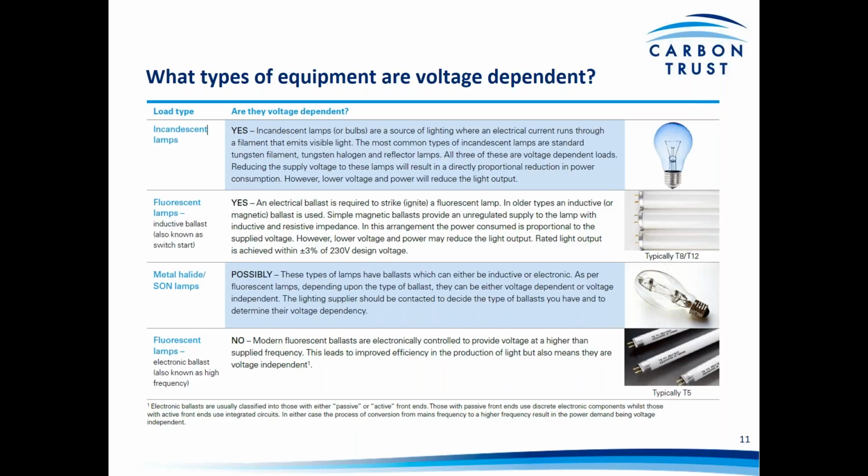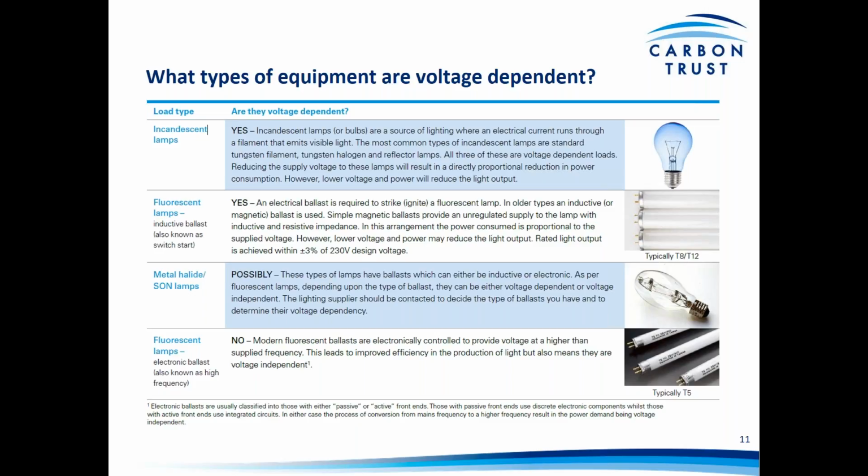Fluorescent lamps are a slightly more complicated one. So traditional T8 or T12s, so the thicker fluorescent tubes that you find, these have inductive ballasts, which are also known as switch start. So these simple magnetic ballasts provide an unregulated supply to the lamp. So these are essentially voltage dependent. And again, we would just stress obviously checking that any reduction in light output does not negatively affect the operating conditions of the site.